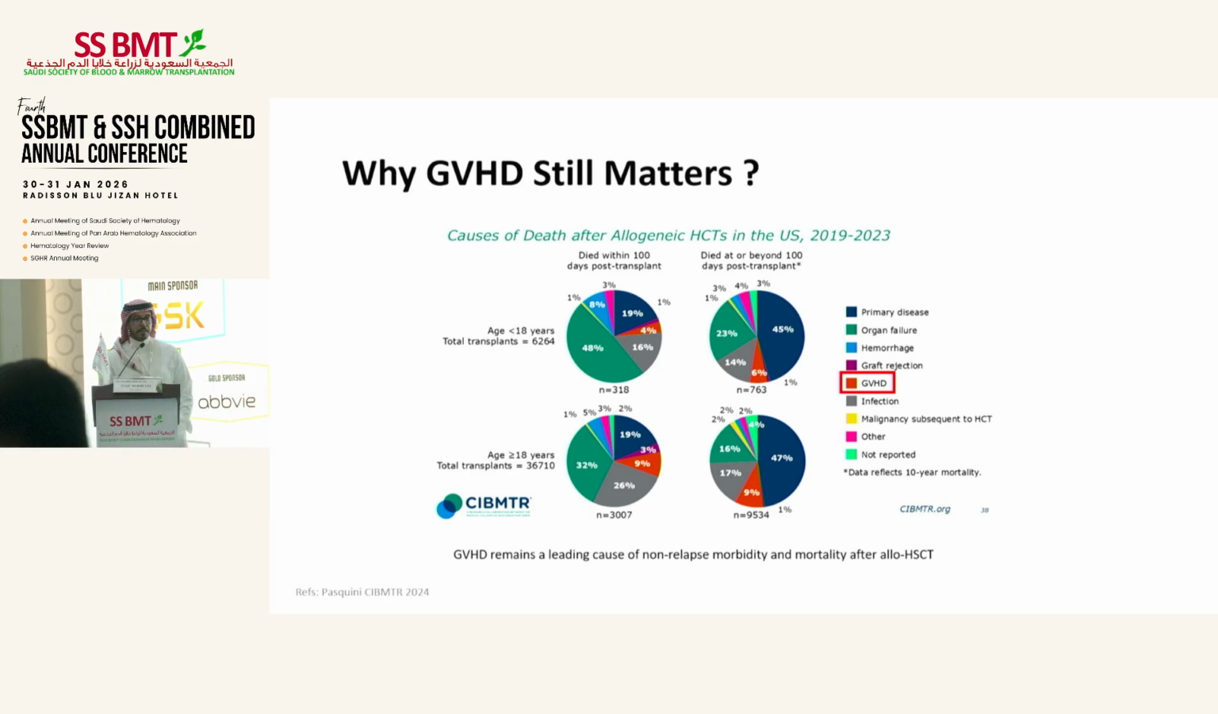What comes first here, as you can see, the dark blue line is the primary disease for the more than 100-day post-transplant, and then the organ failure and the infections and GVHD come around 9 to 10%.